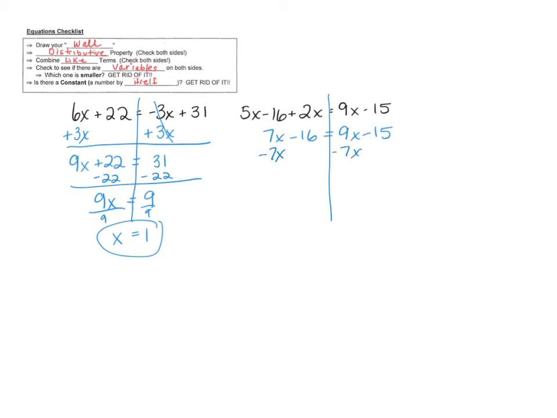Keeping everything beautifully lined up, I'm going to draw that line and show myself what I have left. So my 7x minus 7x leaves me with no x's on the left-hand side of my equation. But I still do have that negative 16. On the right-hand side, 9x minus 7x is 2x, and I still have that negative 15. So I have a constant I can get rid of, which is the negative 15. I'm going to add 15 to both sides to get rid of it.